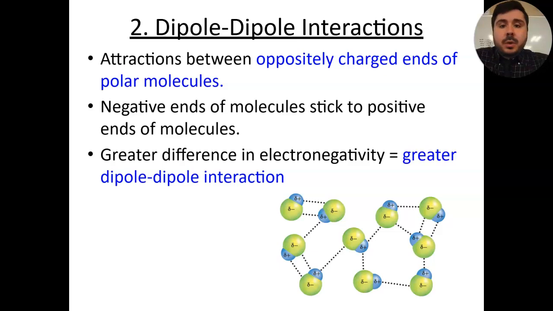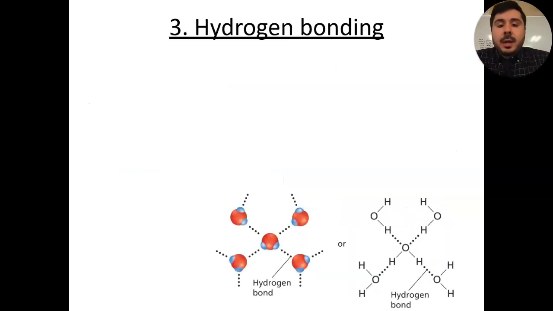That's just as simple as going to Table S, pages 10 and 11 in your reference table, and calculating that electronegativity difference. Looking at the table, determining what the electronegativity is of those particular substances, and then going from there. Okay. Now, the third type of intermolecular force here is going to be our hydrogen bonding.